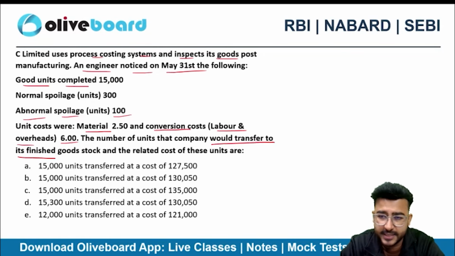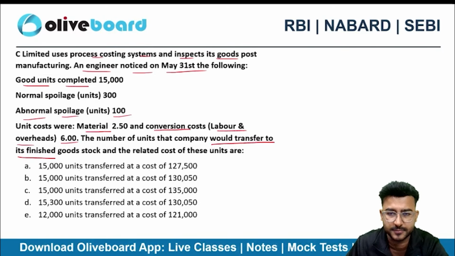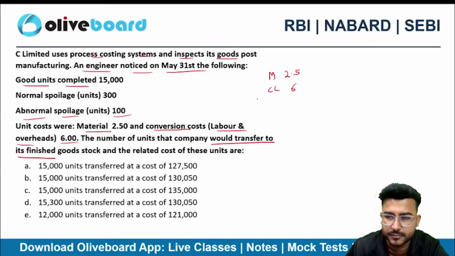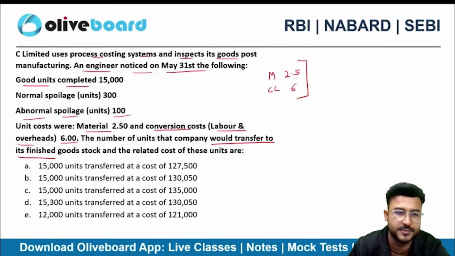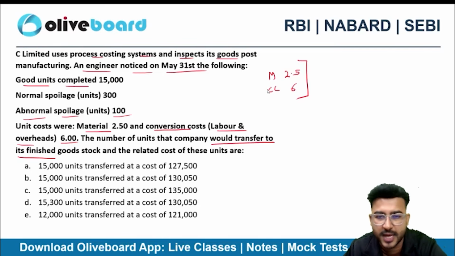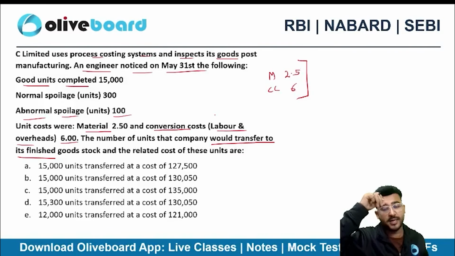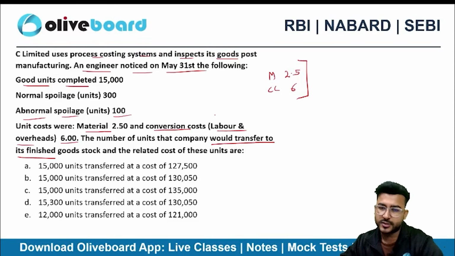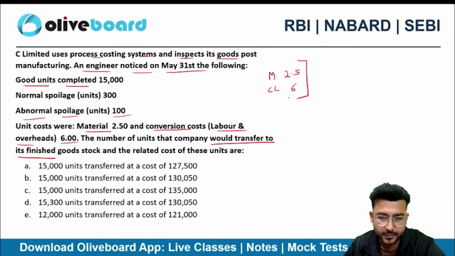So here we can see my material cost is 2.5. My conversion cost, which includes labor and overhead, is 6 rupees, right? I need to incur this, and I usually charge the cost pertaining to the normal loss as well. Why? Because ultimately I'll be absorbing this in the cost of good units, right?